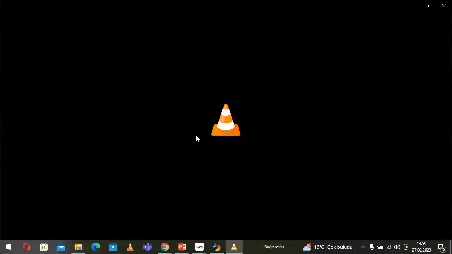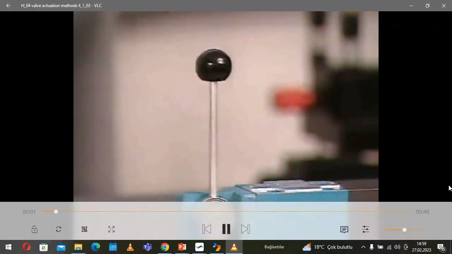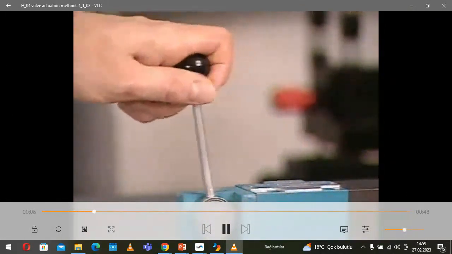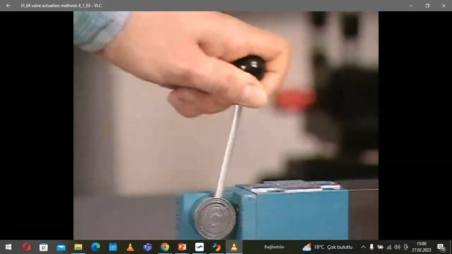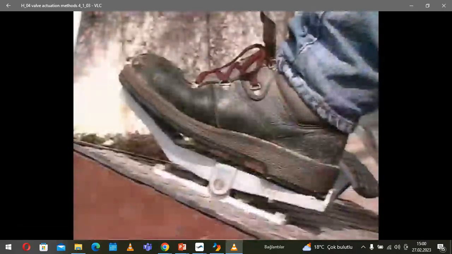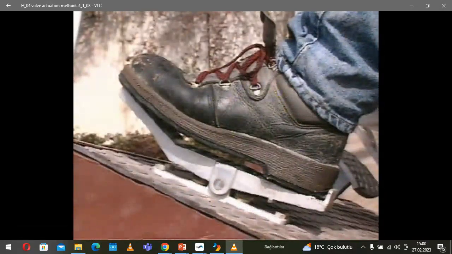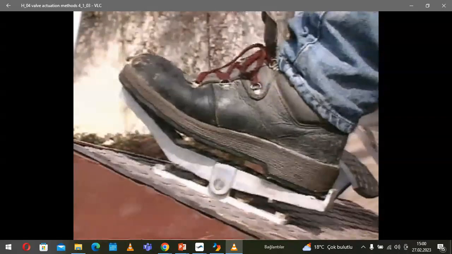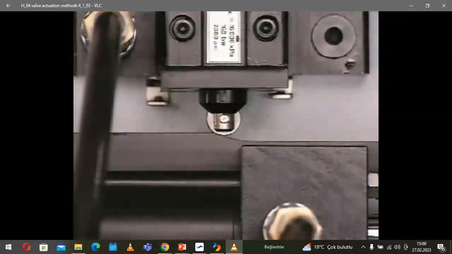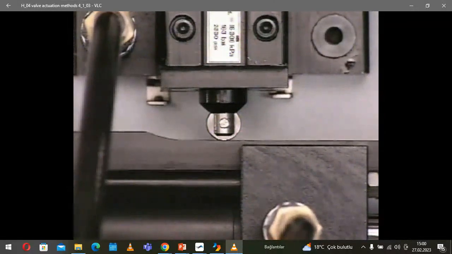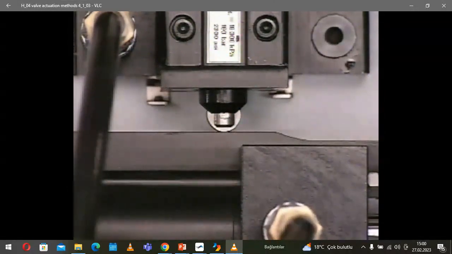What is valve actuation? You'll now see several ways of actuating hydraulic valves. Manual actuation by lever, or by foot pedal. Now, here are examples of mechanical actuation. Actuation by roller lever or by spring.